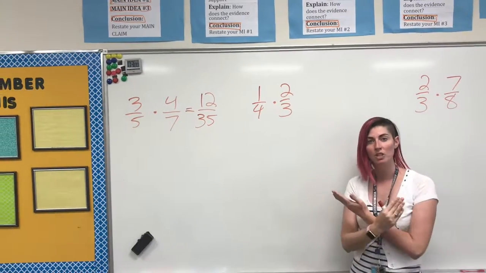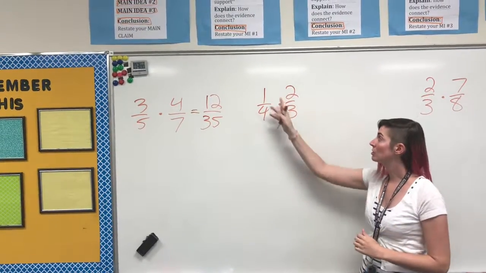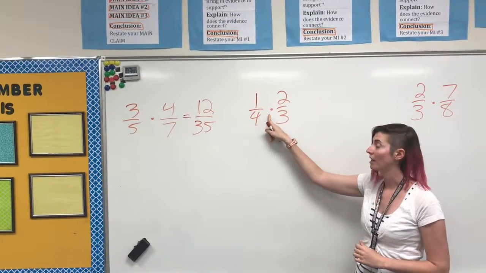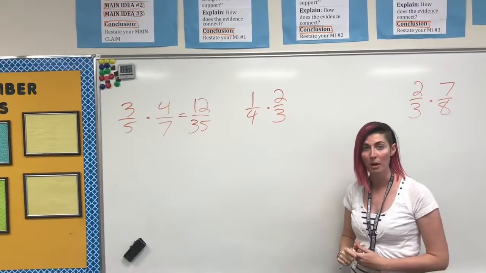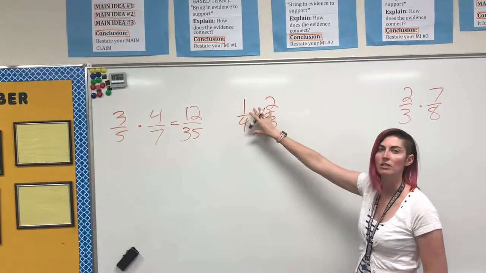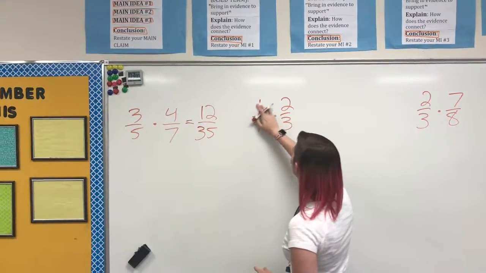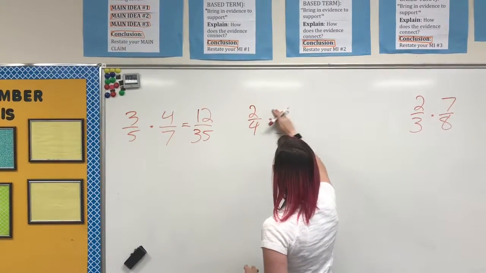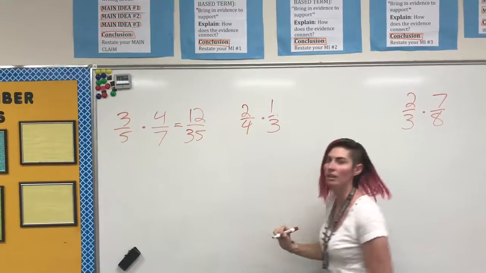We do that by switching the numerators. We're allowed to switch the numerators because we're multiplying. There's a math rule called the commutative property of multiplication that allows us to do that. So we're going to take these numerators and switch them. So 2 comes over here, and 1 comes over here.